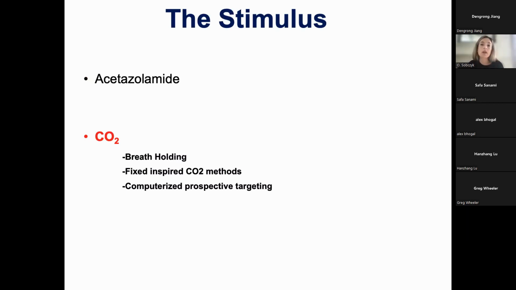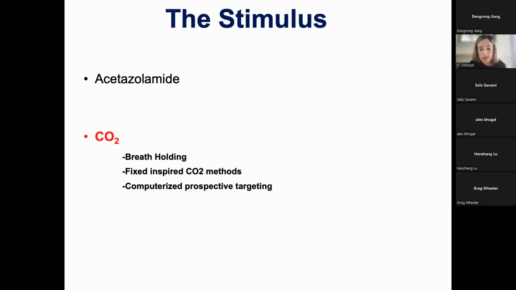Today, I'm going to focus on the stimulus. So let's begin by looking at the different types of stimuli used to measure CVR. As I mentioned in the previous slide, the two most commonly used vasoactive stimuli for CVR measurement are acetazolamide and CO2. Each has its own disadvantages and advantages, but I'm going to focus on CO2 and different methods of delivery.